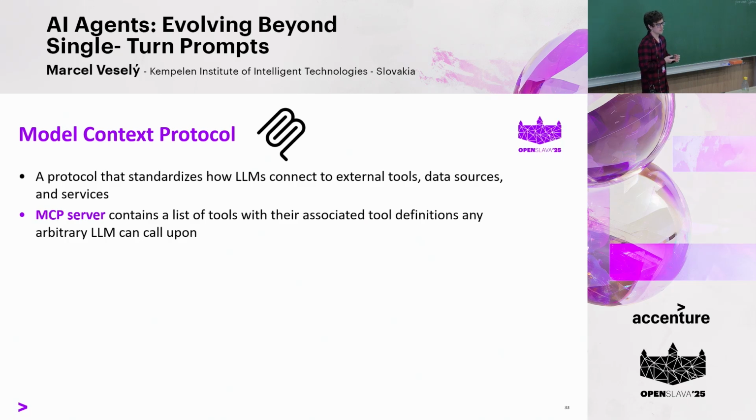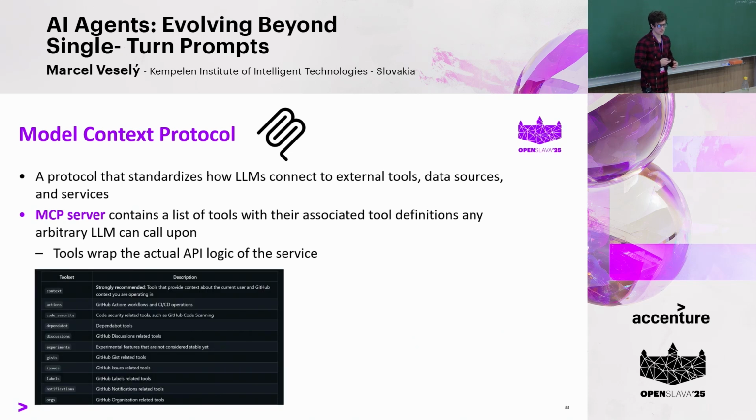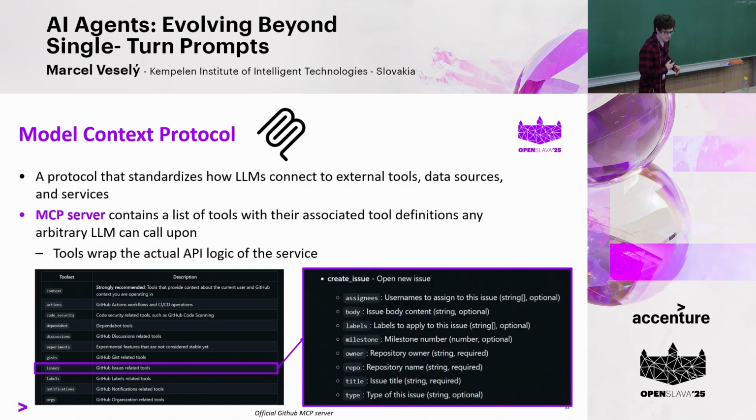Now you have a term called MCP server, and you might be wondering what that is, or you may already know that, and in that case, well, why am I even here? But still, it contains a list of tools with their associated tool definitions that any arbitrary LLM can call upon. Those tools wrap some actual API logic of the service. A good example would be these screenshots associated with the official GitHub MCP server. This one provides multiple tool sets of various tools that you can use within your LLM.